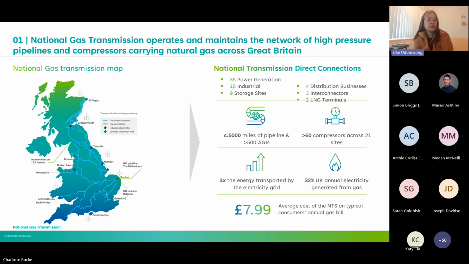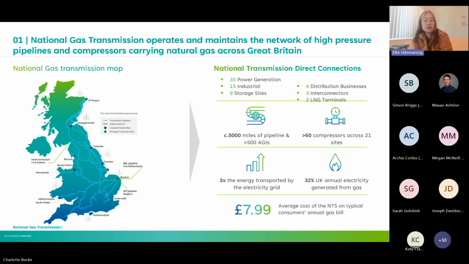I would like to start by introducing who National Gas Transmission is. We are the operator and owner of the network of high pressure pipelines and compressors that carry natural gas across the UK. To give you a sense of scale, we manage around 5,000 miles of pipelines and more than 60 compressors at 21 sites across the country.